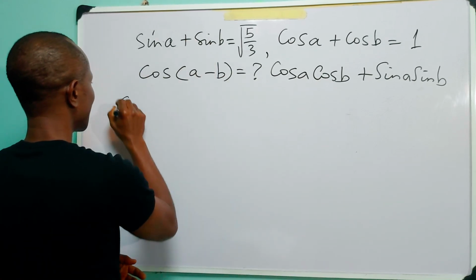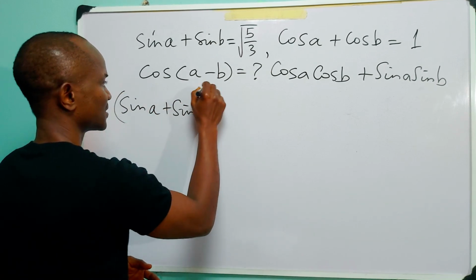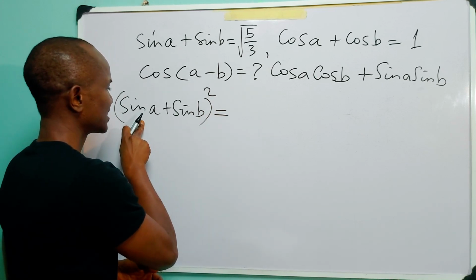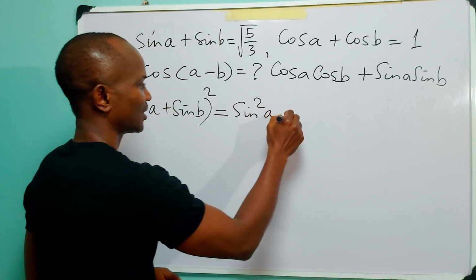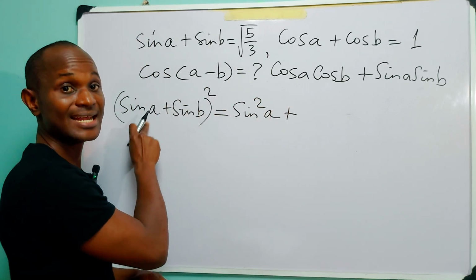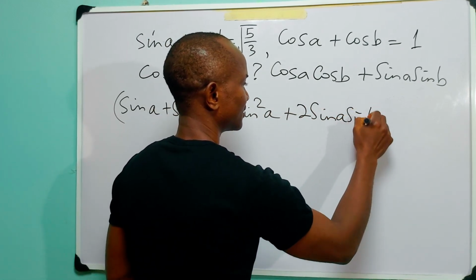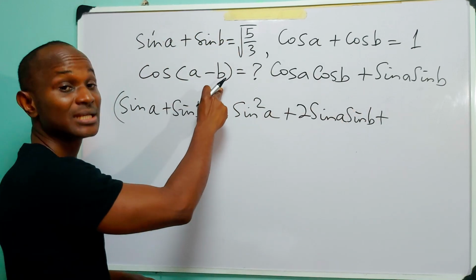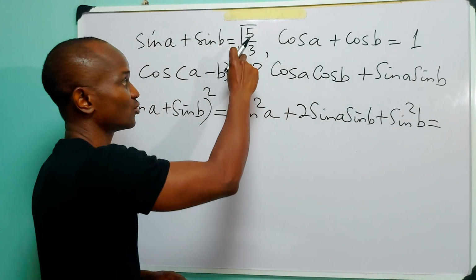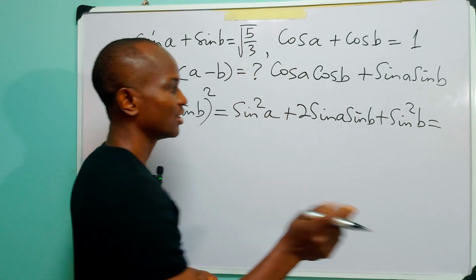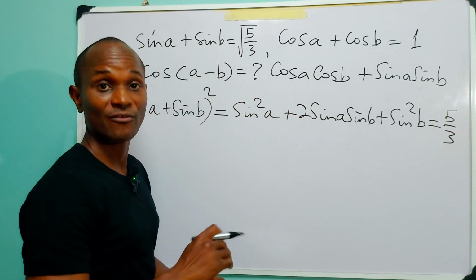Now, from the first equation, we have (sin A plus sin B) squared. From this, we have sin A squared, which is sin squared A, plus 2 times sin A times sin B, that is 2 sin A sin B, plus sin B squared, which is sin squared B. And of course, this is equal to root 5 over 3 squared, which is simply 5 over 3, because we know that the square takes care of the square root.